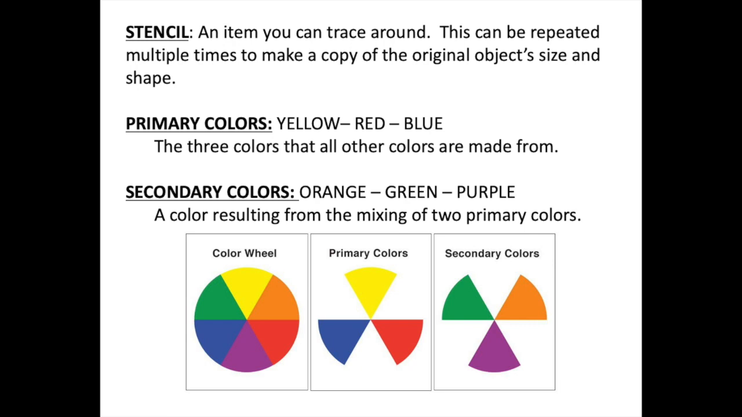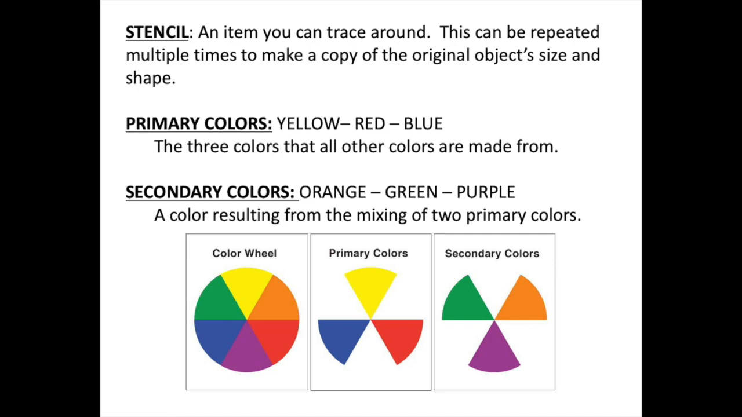For this lesson entitled Overlapping Primaries, we are going to focus on reviewing vocabulary terms from years prior. The first term I'd like to review with you is stencil. A stencil is an item you can trace around. This can be repeated multiple times to make a copy of the original object's shape and size.